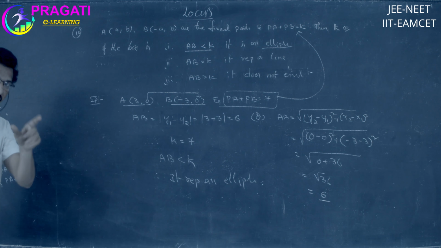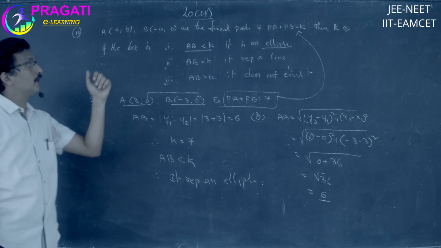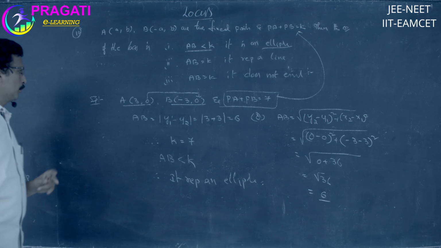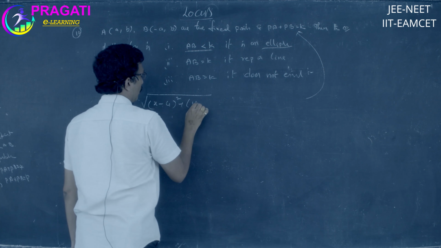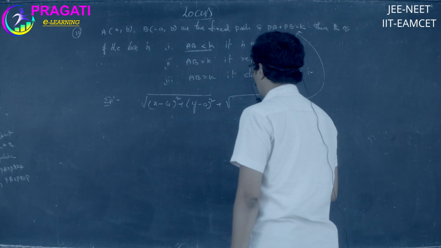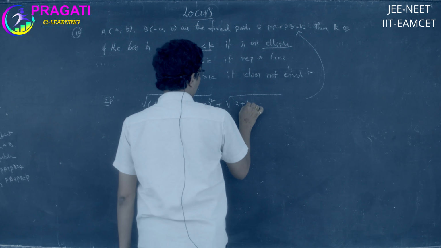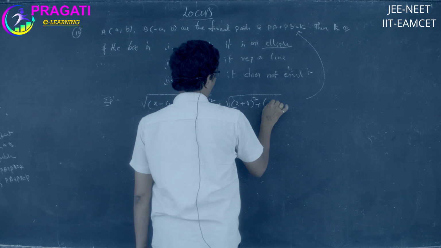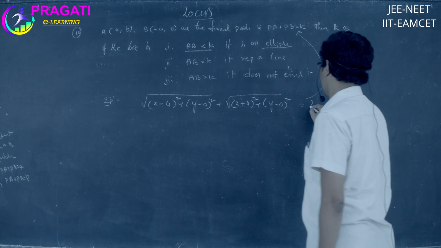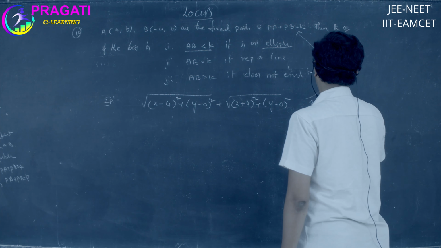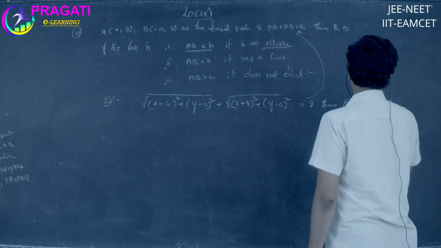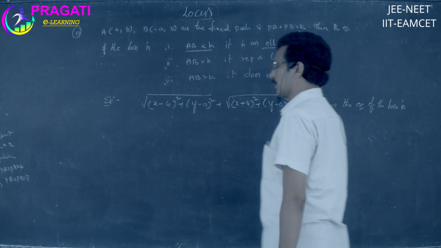Suppose we want to find the equation, then in the previous synopsis we use it. And one more example is: square root of (x minus 4) whole square plus (y minus 0) whole square, plus square root of (x plus 4) whole square plus (y minus 0) whole square, is equal to 8. Then the equation of the locus is here.